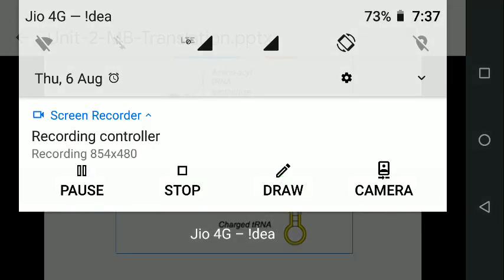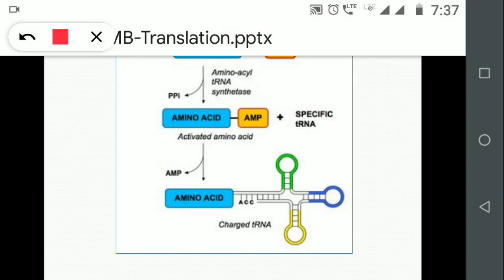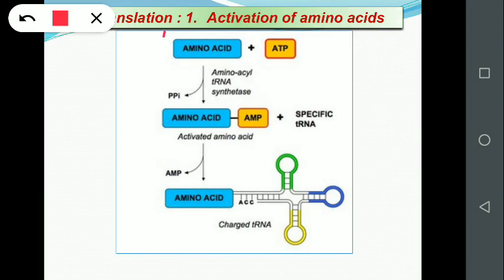Okay, so in the first step, the aminoacyl tRNA synthetase binds that specific amino acid and ATP also. It binds these two molecules, the specific amino acid and the ATP molecule. So now what happens? It will transfer AMP onto the carboxy end of the amino acid, and PPi will be released here.